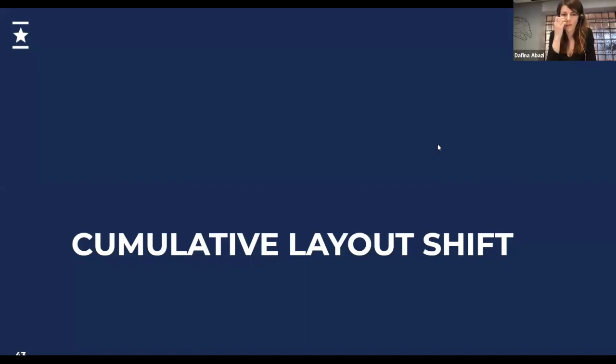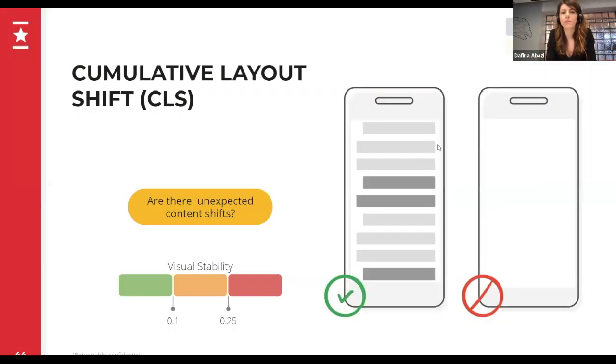Good. Let's look at the last one before we dig deeper into what you can actually do. So cumulative layout shift, CLS, measures visual stability and measures the amount of unexpected page content layout shifts. To have a good user experience, also here, pages should maintain a CLS below 0.1. But what exactly is CLS?